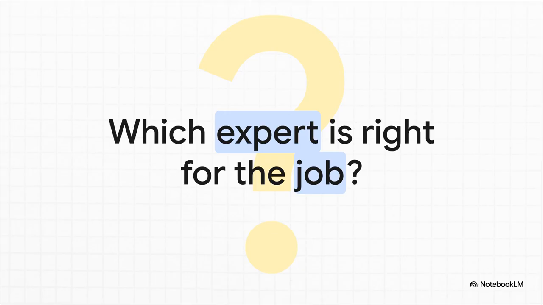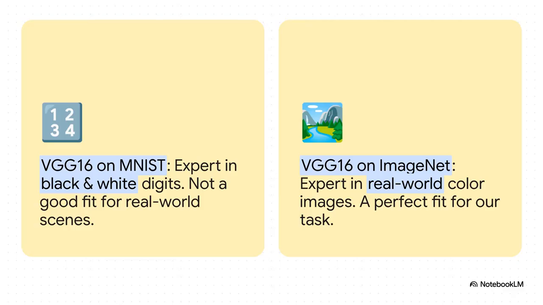The question is, which one is the right fit for this specific job? Let's think about this. We could use a model called VGG16 that was trained on MNIST, which is a dataset of black and white handwritten numbers. But our emergency photos aren't simple digits, right? They're complex, colorful, real-world scenes. So that's not a good fit.